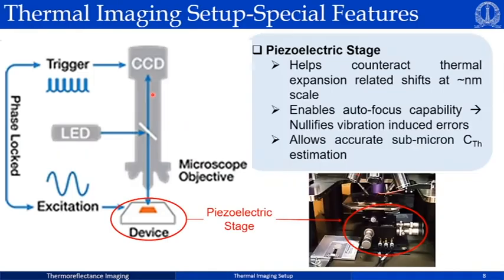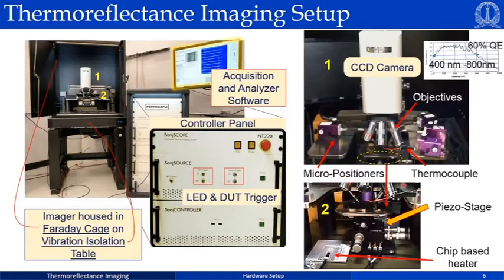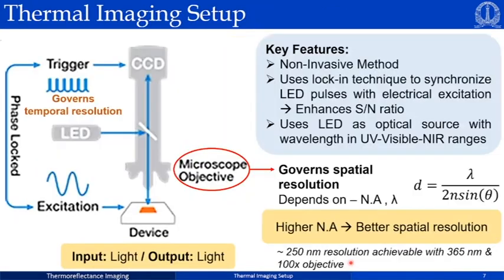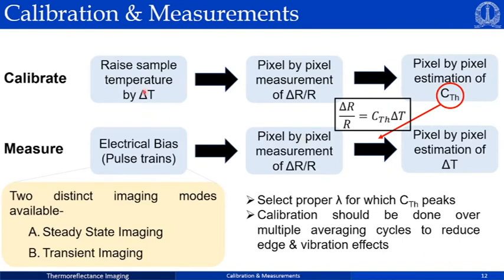Let us go back to the setup. If you look at the second picture here, you have a chip based heater and a thermocouple. The thermocouple is shown in the first picture, right hand corner, this red arm that you're seeing, and in the second picture, left hand corner, you see the chip based heater. The chip based heater raises the temperature of the sample by a known amount delta T. The thermocouple measures this delta T value. Now that we know delta T, we also have to measure delta R by R. This pixel by pixel measurement of delta R by R is done by the charge coupled device, the CCD, that is housed over the microscope.